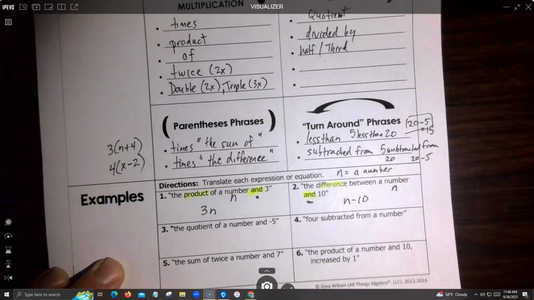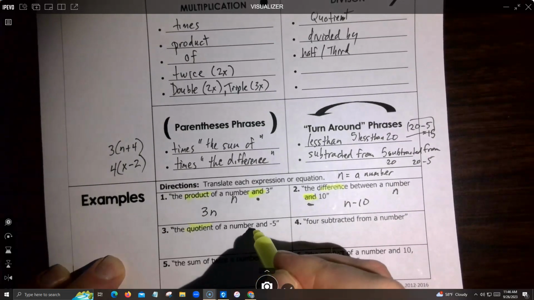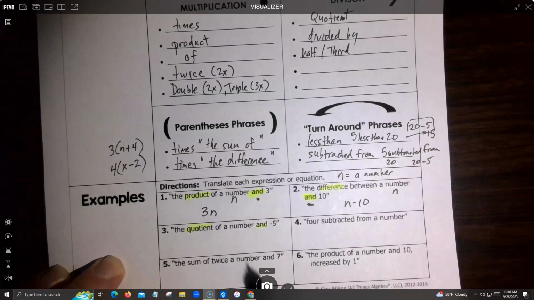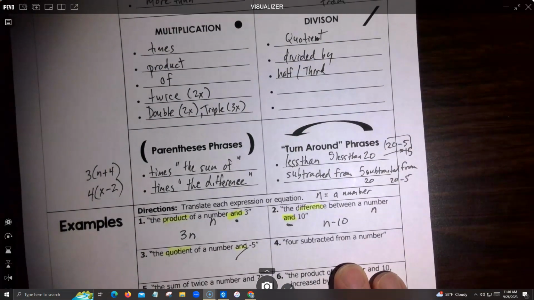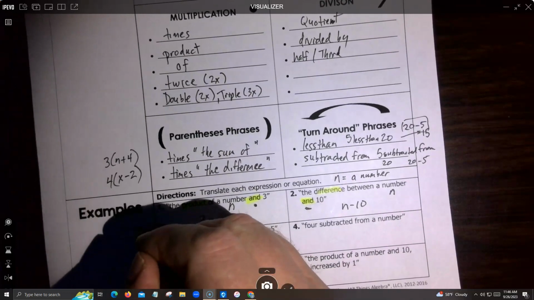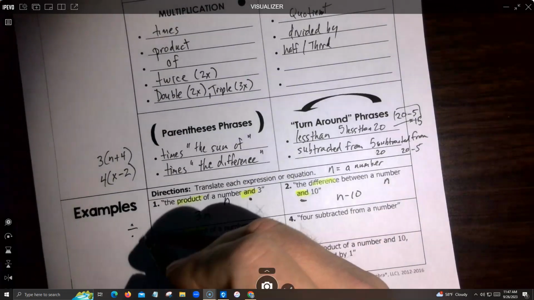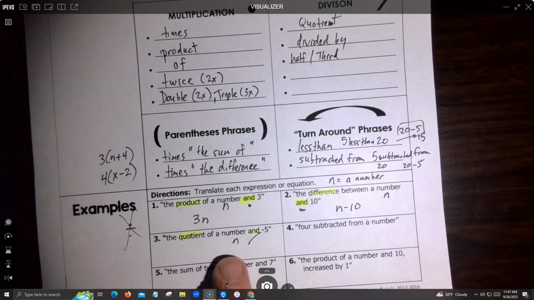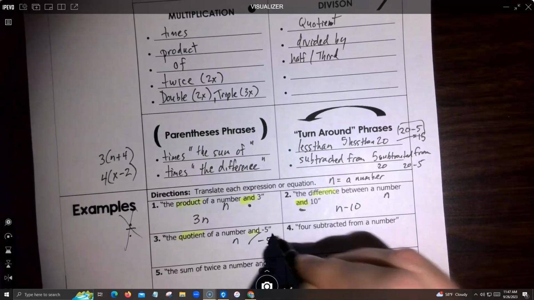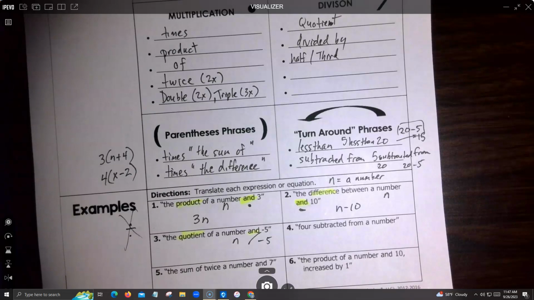Okay, quotient. So we see the word quotient, so we find the and and we replace it with a division symbol. And again, I'm going to make a slash out of it. I don't like to use the division symbol anymore because in algebra we very rarely use it. We use a big fraction line, like that one right there. We don't use the symbol with the two dots and a line anymore. So the quotient of a number, that's n, and -5. There you go, I'm done. n divided by -5. That's the answer to that problem.